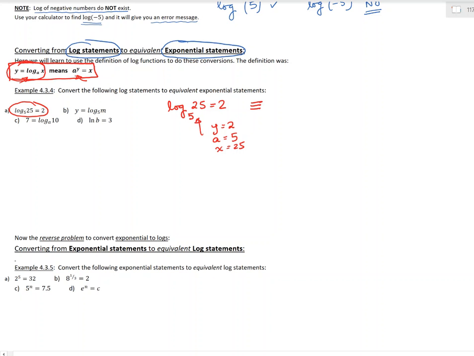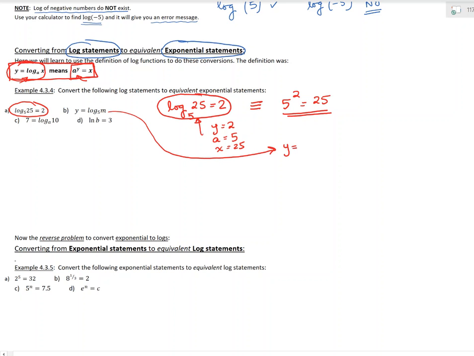So now that would be a raised to the power y equal x. So a is 5 raised to the power y. Y is 2, and that must be equal to x, and x is 25. So this exponential statement is equivalent to this log statement. Okay, let's do one more. So suppose I want to do this one.